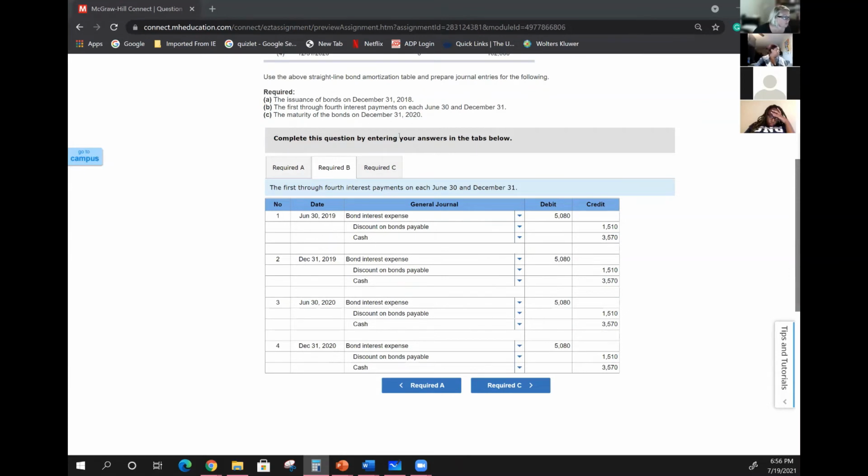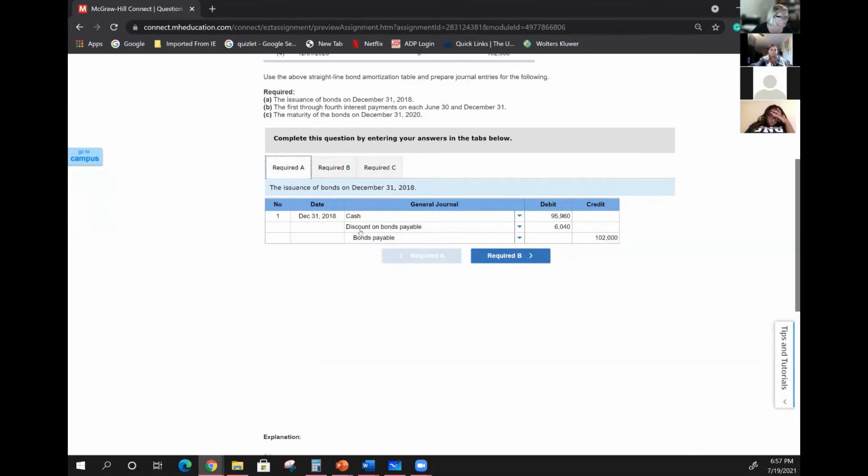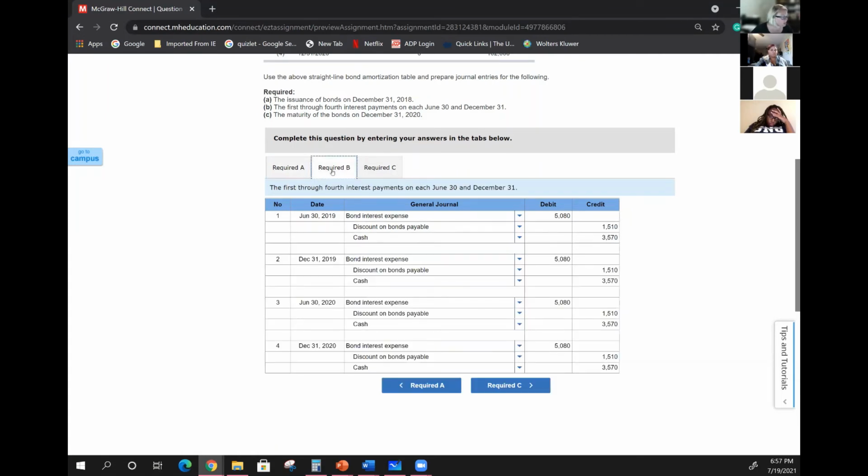Okay, so the maturity of the bond at December 31. So what do I have left on the books? I started with discount on bonds payable, debit $6,040. Well, what did I just do over the course of the 2 years? I've reduced it, which means this discount is now gone. I don't have it left.